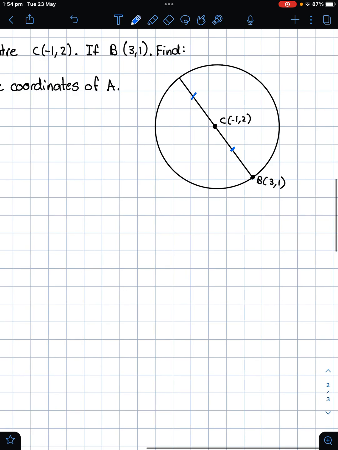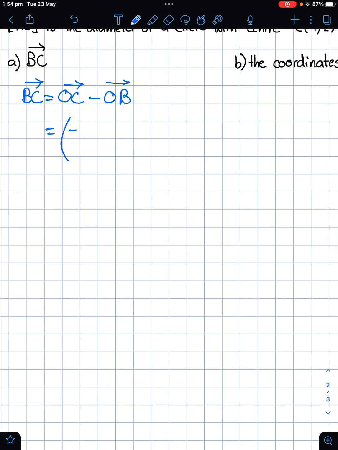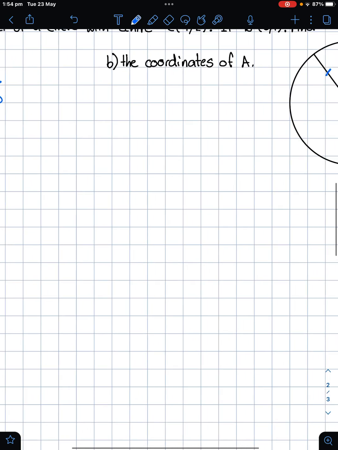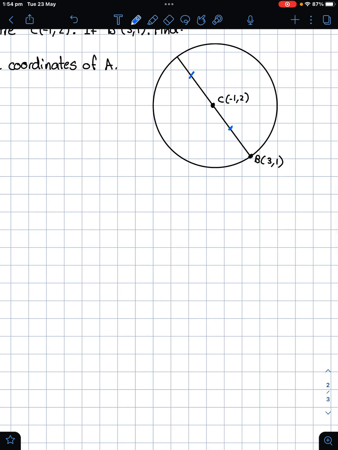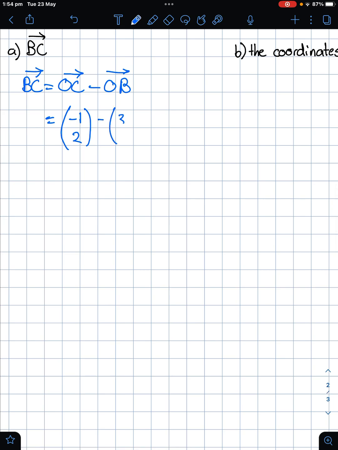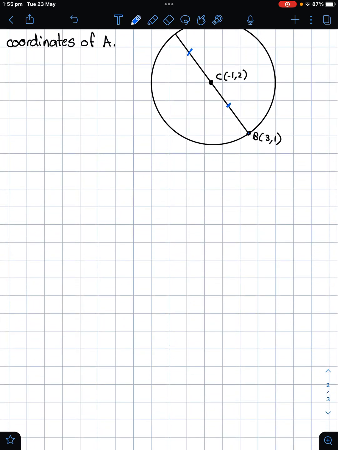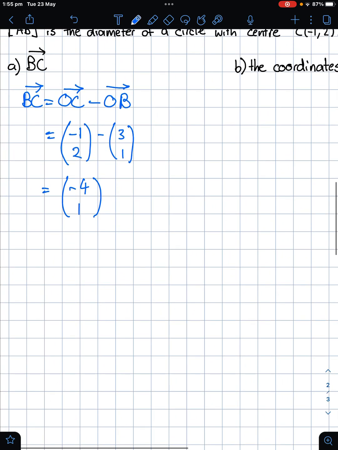So OC is -1 and 2. Then B equals 3 and 1, so minus 3 and 1. So B to C should equal -1 take 3 is -4, and then 2 take 1 equals 1. So we've got this here from B to C, which gives us this value here of -4.